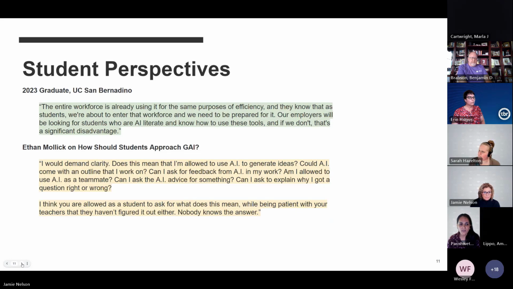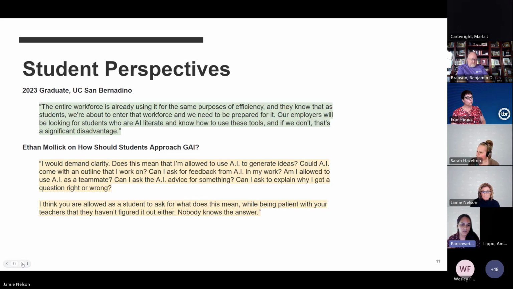And finally, Ethan Mollick is a well-known name in the AI field, but he's a Wharton School professor. And on being asked about how should students approach generative AI in their learning, basically this is Ethan Mollick saying from the student's perspective that I would want clarity.